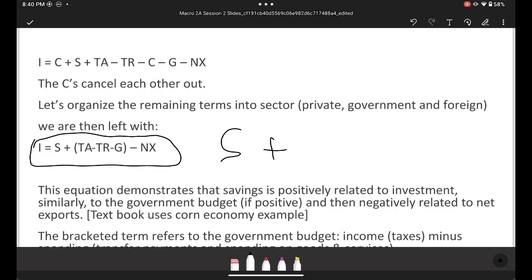Taxes. But then all the tax it collects, it needs to spend money. So government spending is G, but it also needs to give transfers to people, minus TR. And then what's left over is your government savings. And then you just minus NX. Done. So that's how I remember it, right? So investment is equal to that. And yeah, that's it for this video.